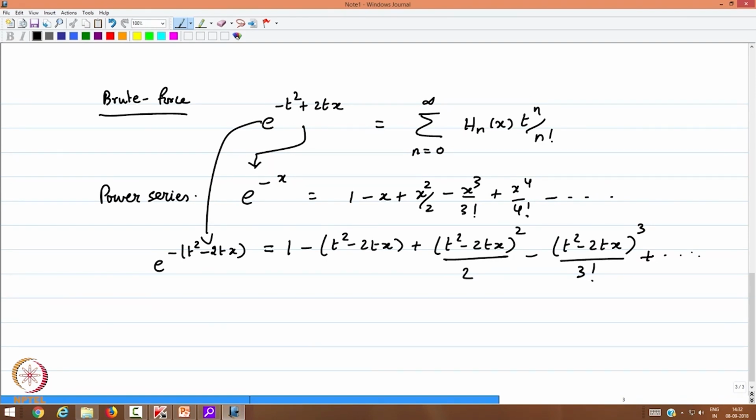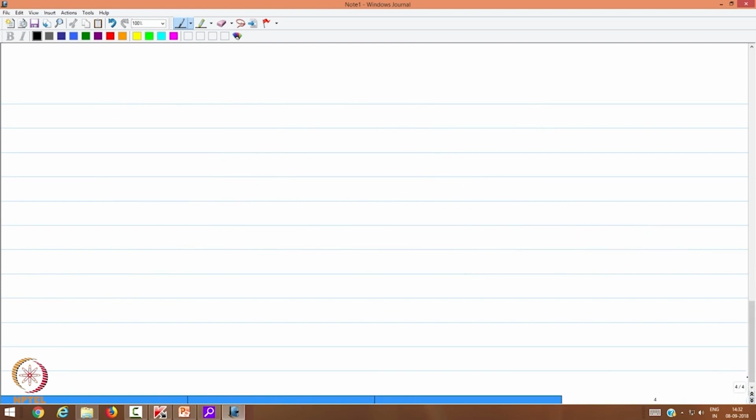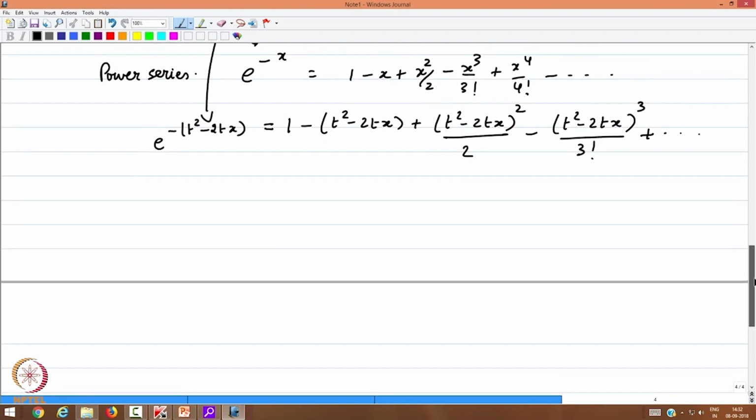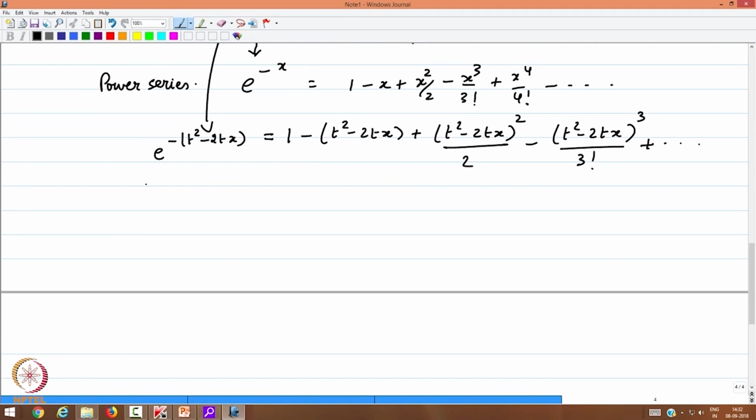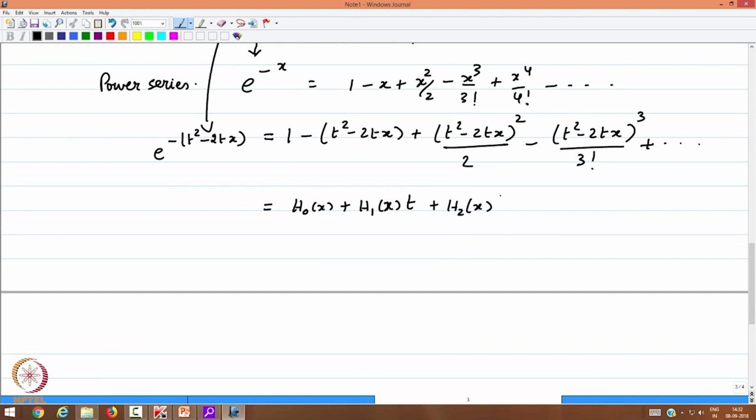Let us do that for the first 2 or 3 polynomials so that you know what is being done. Okay. So, now we collect, this is obviously h0 of x plus h1 of x times t plus h2 of x times t square by 2 factorial plus h3 of x times t cubed by 3 factorial plus so on.